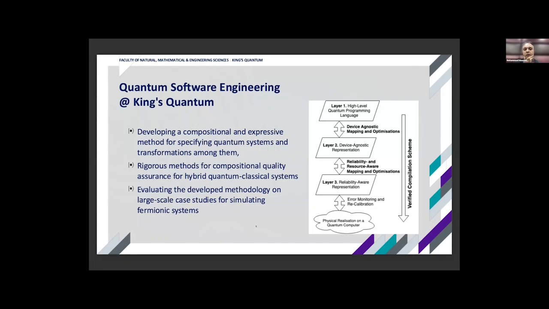Our vision is to develop compositional and expressive methods for different types of quantum systems, ranging from NISQ architectures, currently noisy architectures, to future fault-tolerant ones, to adiabatic computing that was presented in the previous slide, having one type of uniform specification framework for the different types of systems, and also making sure that they can be translated in a verifiable manner to actual architectures.